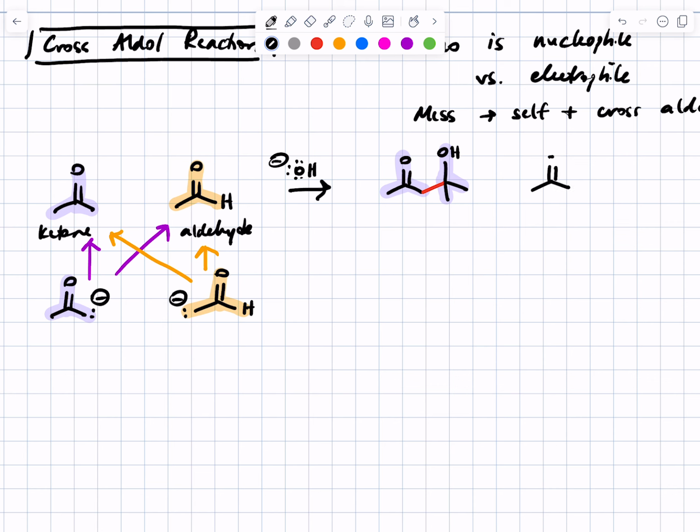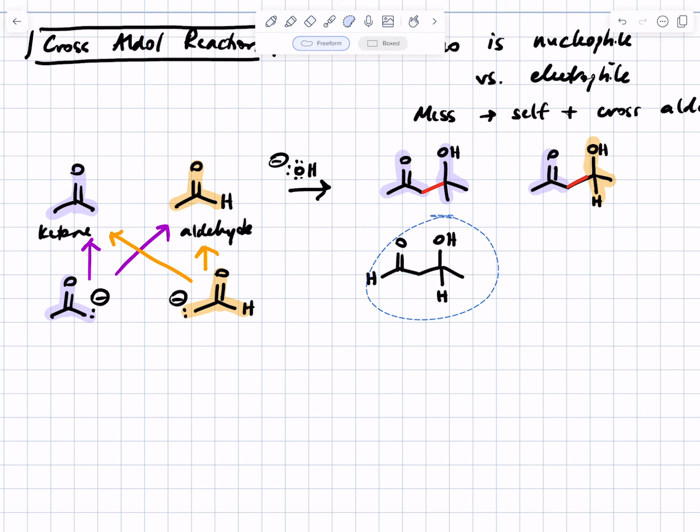Here is the cross-aldol product using the ketone enolate to attack the aldehyde electrophile. In red is the bond that we made, and then in orange is the aldehyde portion. And then we'll just do the same below. Here is the product of the aldehyde reacting with itself.